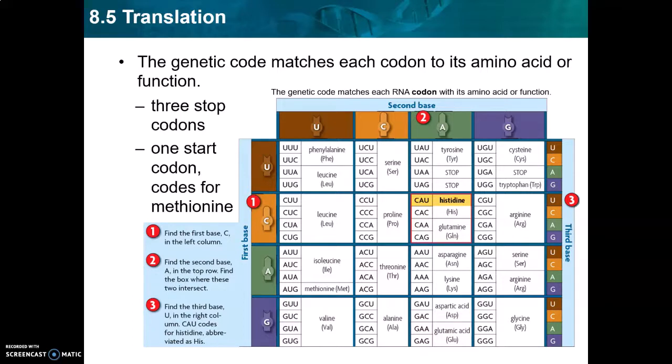All right, let's find GCC. Our first base here is G. Our second base is C. So if we go down to this box and look for C, GCC is alanine, or ALA is the abbreviation. So hopefully you got that correct. And if you did not get that correct, again, please reach out to me and ask for a little extra help. This is really important for you to be able to interpret the genetic code.